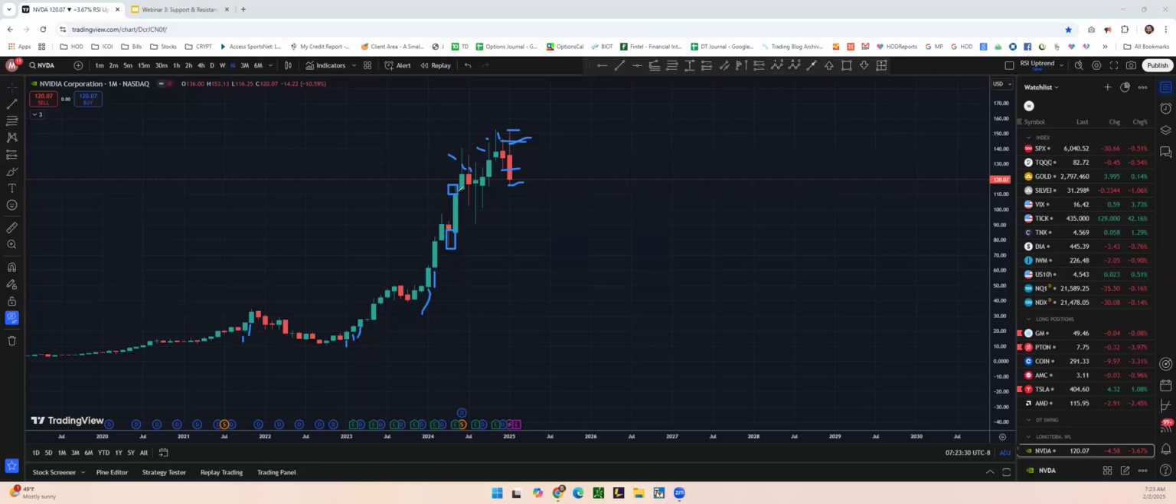Yeah, we have a level around here somewhere, around 110-ish, where it looks like price has bounced around. We also have a level way down here around 80, 90.